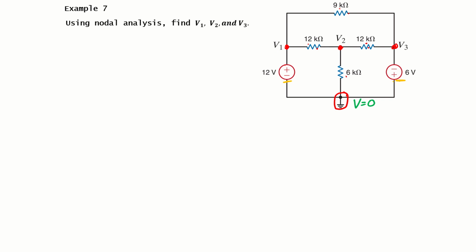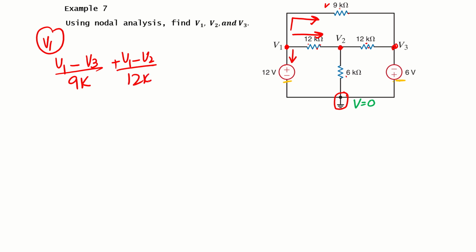To write the nodal equation, we need to assume that all currents are leaving. So the current through V1: this current is leaving, this current is leaving, and this current is leaving. Let's write the equation for V1. For the current through the 9 kilo ohm, that will be V1 minus the second node, which is V3, divided by 9 kilo. Now the current through 12 kilo will be V1 minus V2 divided by 12 kilo.